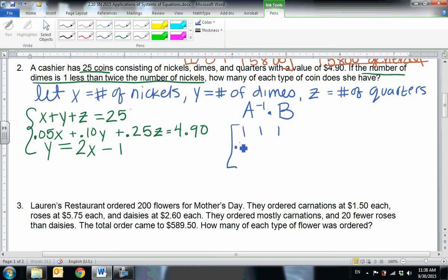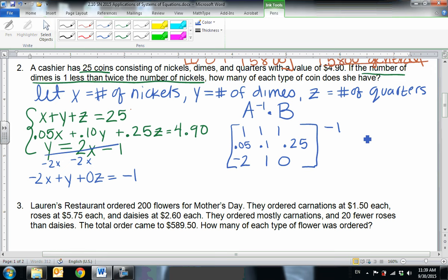My middle row, 0.05, 0.1, 0.25. Be careful about this one. We have to rewrite it, right? So subtract 2x from both sides. So I get negative 2x plus y plus 0z is equal to what? Negative 1. So negative 2, 1, 0.